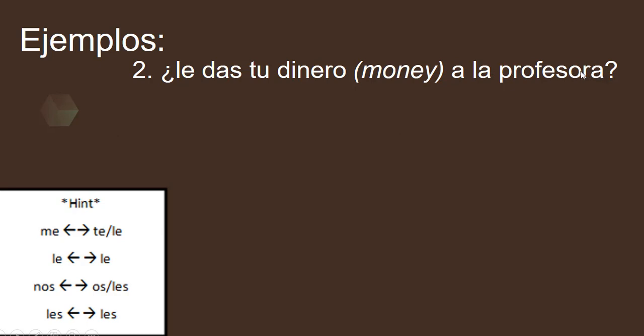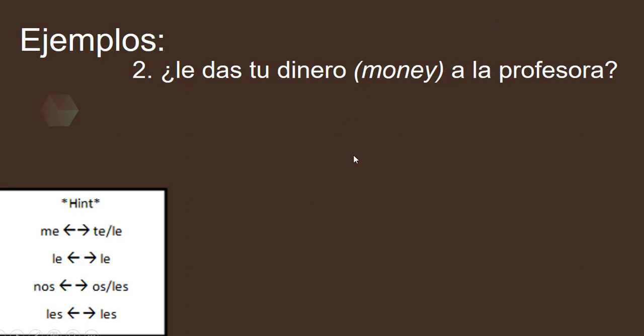And remember, when you have an indirect object in the sentence, you need to have the pronoun replacing it, not really replacing it. It's actually both are there. The object is there and the pronoun is there. ¿Le das tu dinero a la profesora? Do you give her your money?